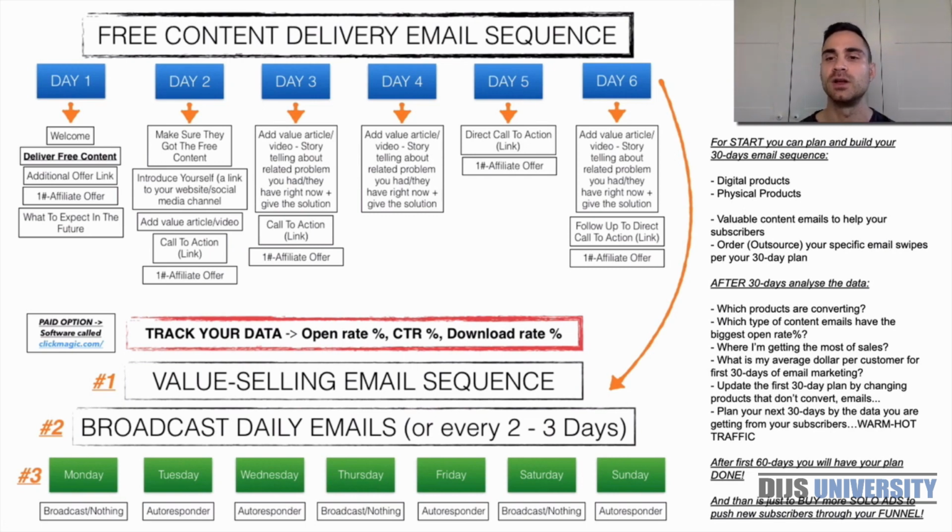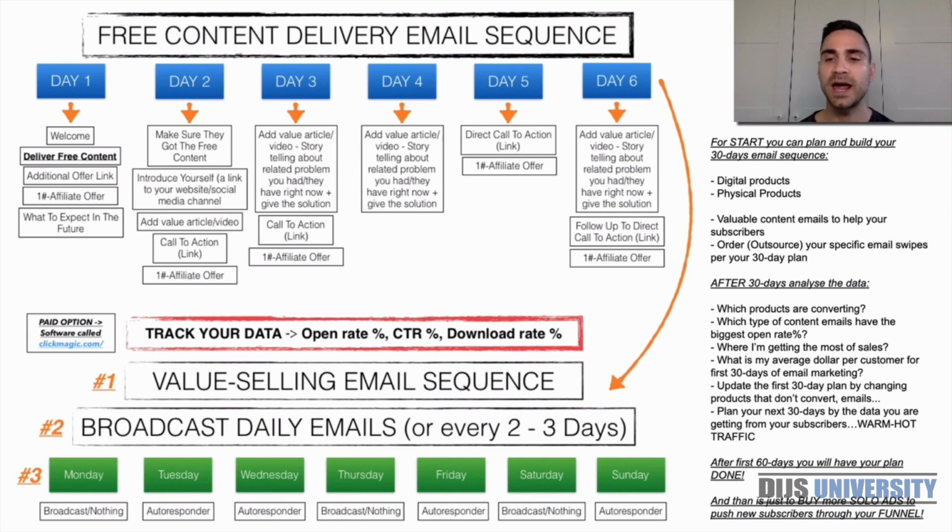So let's have a look. So which products are converting? Which type of content emails have the biggest open rate percent? Where I'm getting the most of sales? What is my average dollar per customer for first 30 days of email marketing? So when you get this number, then you know how much you can spend in the front end to actually get a new subscriber. And then update the first 30-day plan by changing products that don't convert, emails, and further, right? So from the data you are getting.